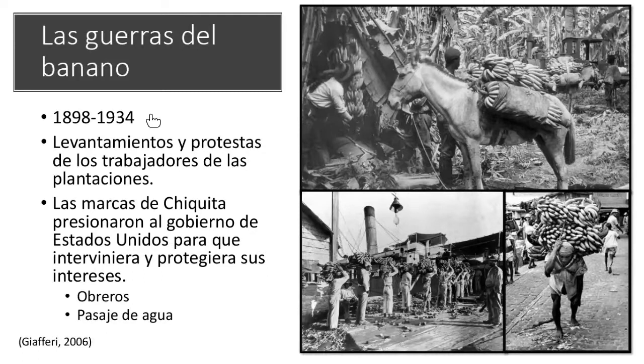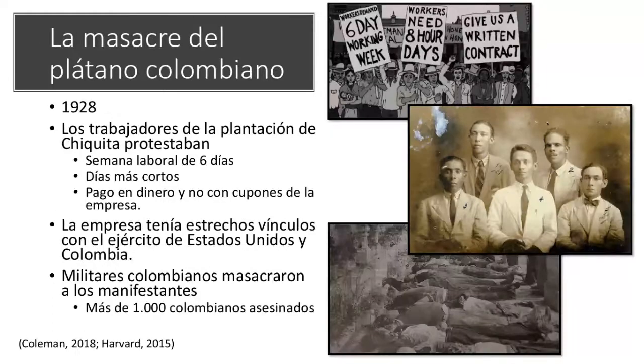The interactions of the workers and the governments, both local and the United States government, often got quite violent. An example I want to show of this violence was the Colombian Plantation Massacre of 1928. It happened in Macondo, Colombia, on a Chiquita plantation where the workers were protesting for 6-day work weeks, shorter work days, and they wanted to be paid in money and not in company coupons, which to me, that's not an unreasonable ask.